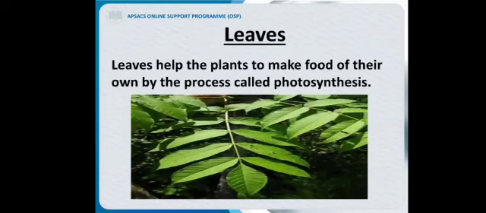Leaves, another part. Leaves help the plant to make food of their own by the process called photosynthesis. As we all know, the plant has a pigment called chlorophyll, and chlorophyll helps in photosynthesis.